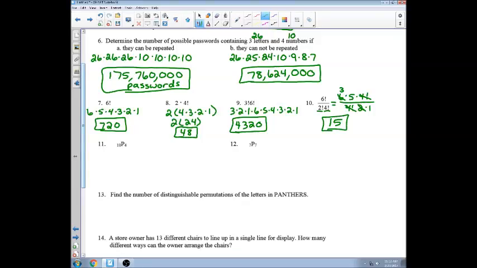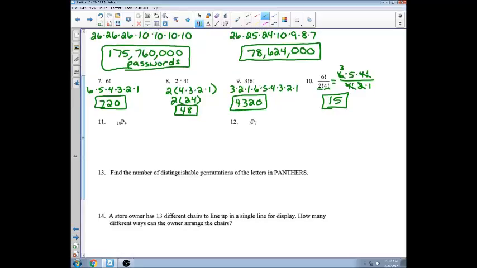Okay. On to problem 11. I have 10 permutations of 4, or 4 permutations of 10. I have 10 objects. I want to see how I can put them together in groups of 4, right? So I have my larger number on top. Then I take my 10 minus my 4 factorial on the bottom. That would get me 10 factorial over 6 factorial.